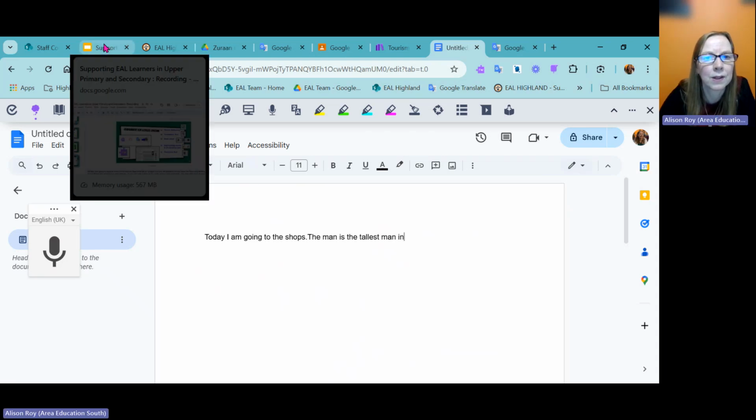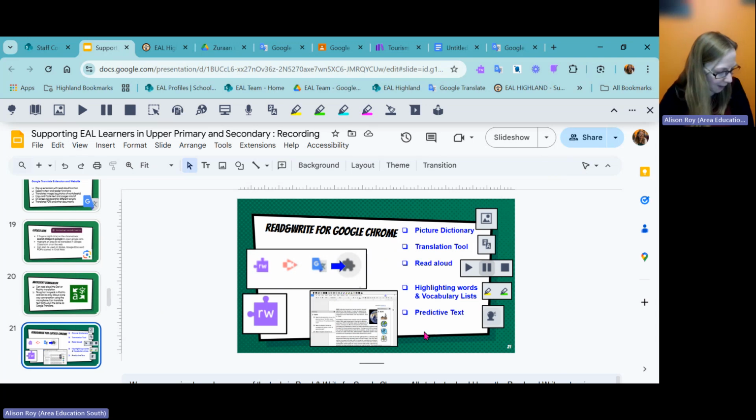Okay, so with Read and Write, I would like you to pause the video in a minute and have a go at using some of the tools there within Google Read and Write. So look at the read aloud, picture dictionary, translation tools. We haven't looked today at highlighting words and vocabulary lists, but this is another thing that Google Read and Write can do. And if you also want to look at the predictive text and the speech to text.